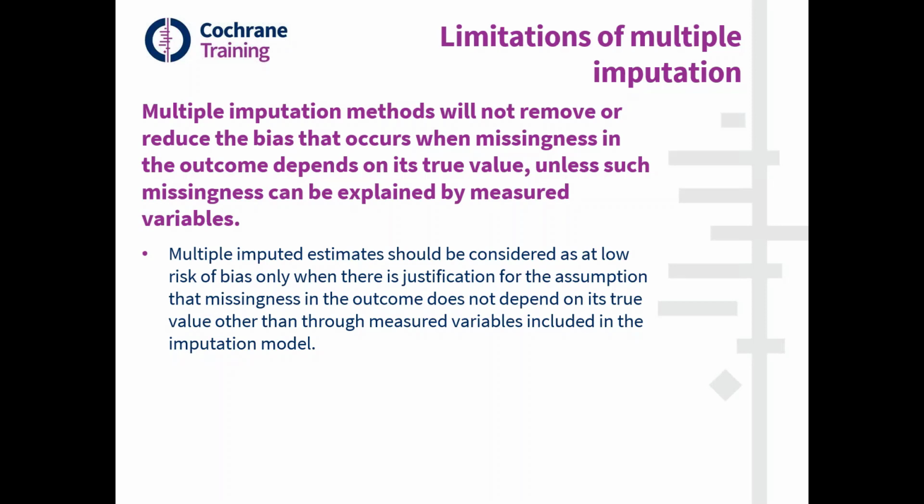Now, multiple imputation is an incredibly useful approach when we have missing values in lots of different variables, as often is the case in longitudinal cohort studies. It's just that it's not likely to be of use to remove bias due to missing outcome data in randomized trials. So when trial authors report an analysis based on multiple imputation, the estimates should be considered as at low risk of bias only if there's justification for assuming that missingness in the outcome does not depend on its true value other than through measured values included in the imputation model. And we think that's going to be the case quite rarely.